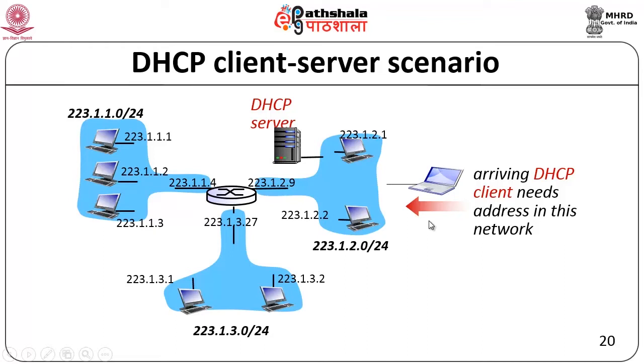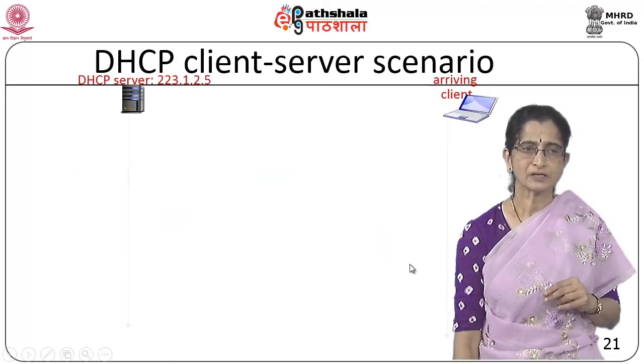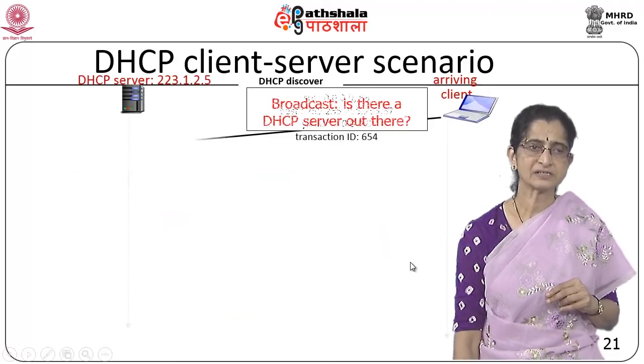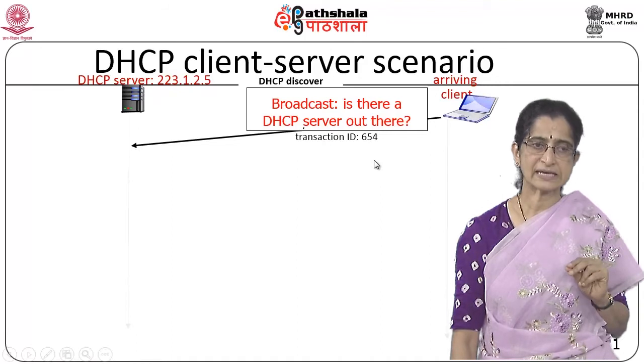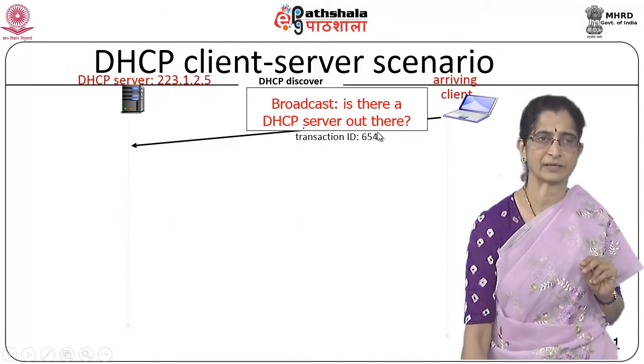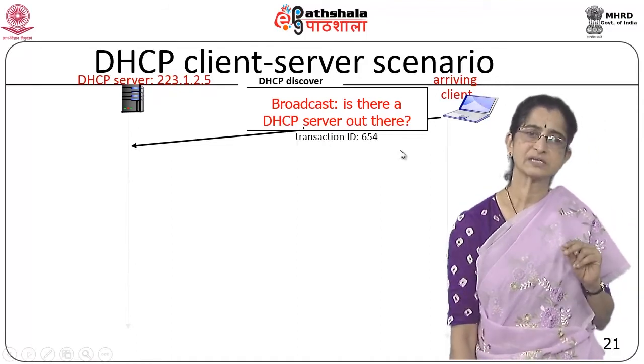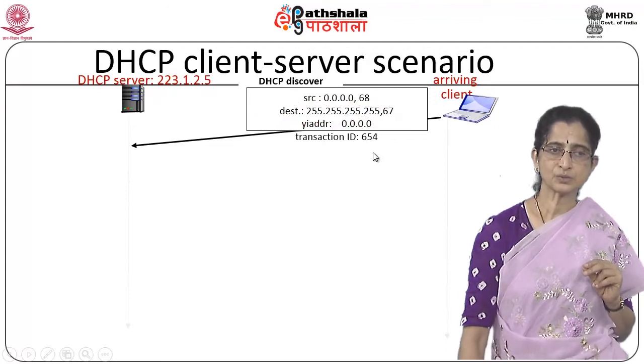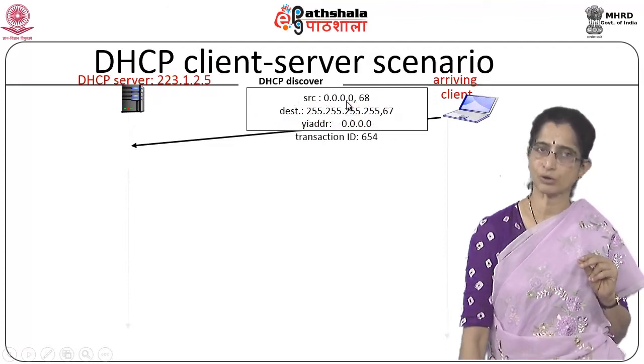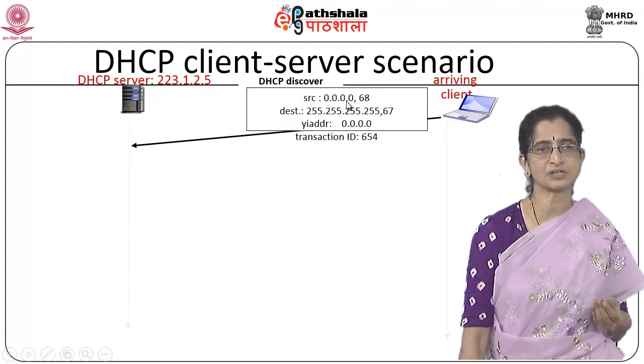So when a machine arrives, a new DHCP client needs an address in this particular network. So what does it do? The arriving client sends out a broadcast request saying, is there a DHCP server out there? Now it's a broadcast request. It is sent using the source IP address as all zeros. Remember, it does not know what its source IP address is.